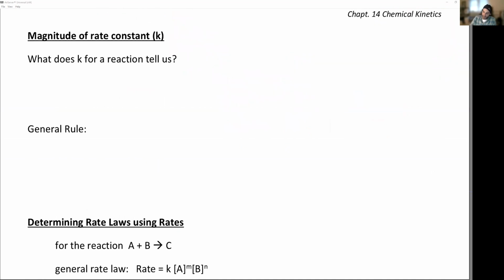So what does the magnitude of the rate constant actually mean? What information can we actually get out of this? So k allows for the evaluation of reaction rate.